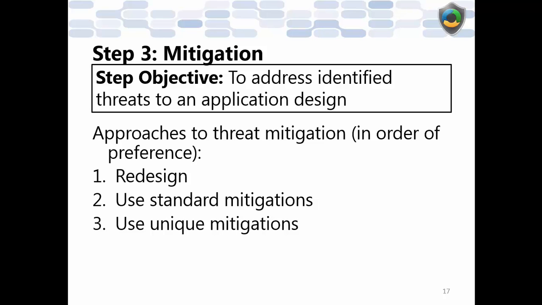If standard mitigations can't be applied, then the use of unique or custom mitigations may be more appropriate. A unique mitigation is often difficult, time-consuming, and may be risky to implement. Implementing a unique mitigation properly requires deep expertise in the particular technology the mitigation is being developed for. For example, database and network protocols.